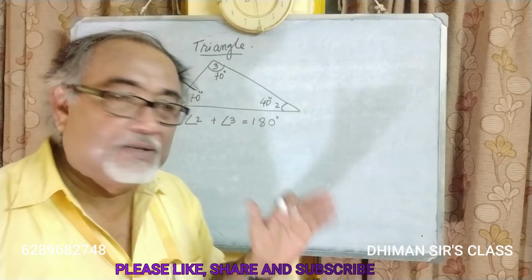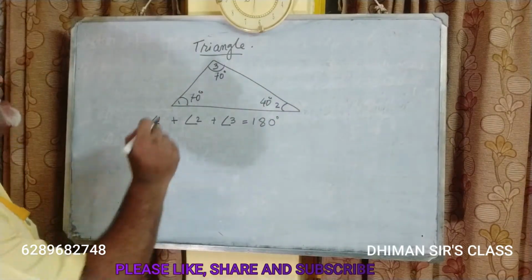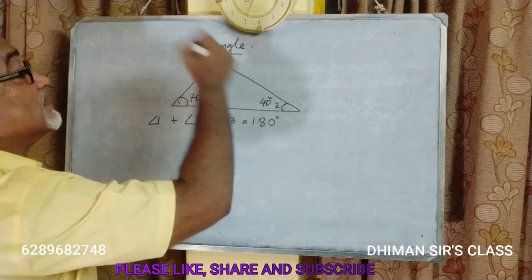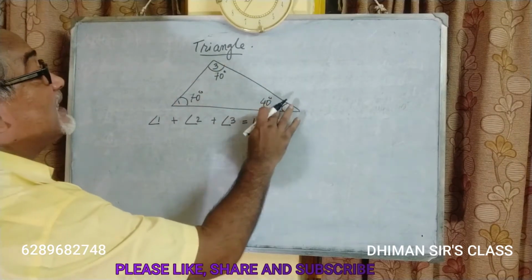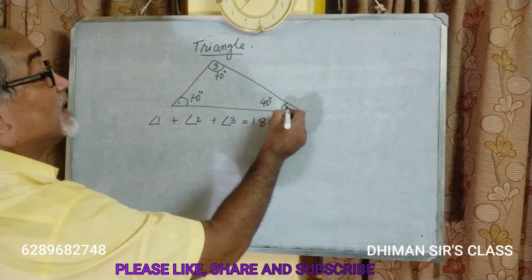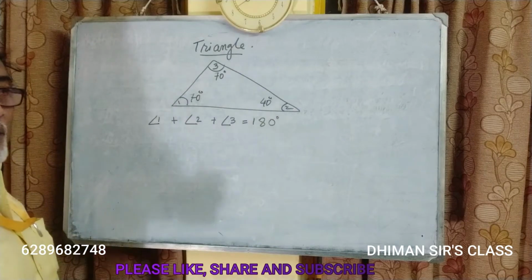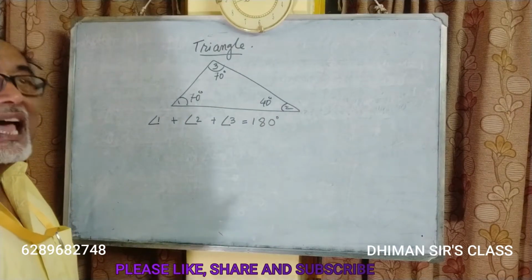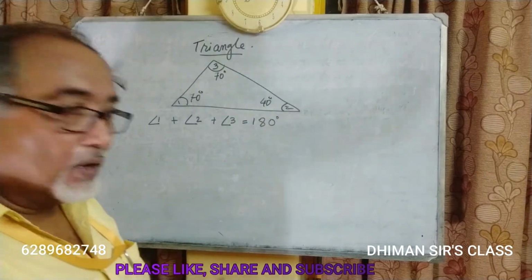Am I clear, students? So, the angle sum property says the sum of the three angles of a triangle is always equal to 180 degrees. Okay, students? So this we are going to do with the help of an activity. Okay, let me rub this.